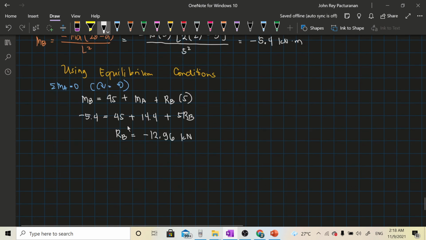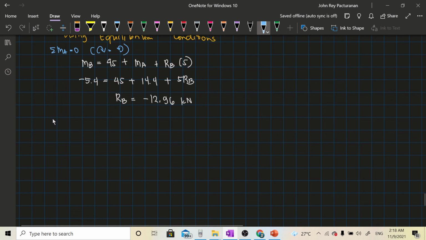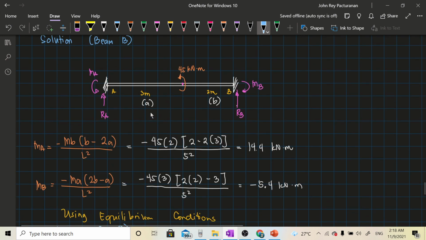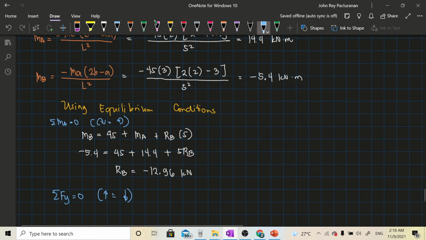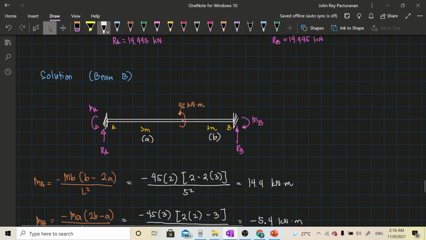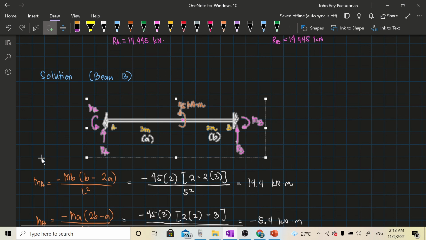Sige. Let's proceed to summation forces vertical equals 0. So, up equals down. So, ang upward natin, parehas RA and RB. And since there is no vertical force acting on the beam, so 0 yun, no? So, kumbaga, ang mangyayari, RA plus RB is equal to 0. So, RA minus 12.96 is equal to 0. So, ang RA natin this time is 12.96 kilonewtons. So, at least alam na natin kung sino yung positive and sino yung negative.